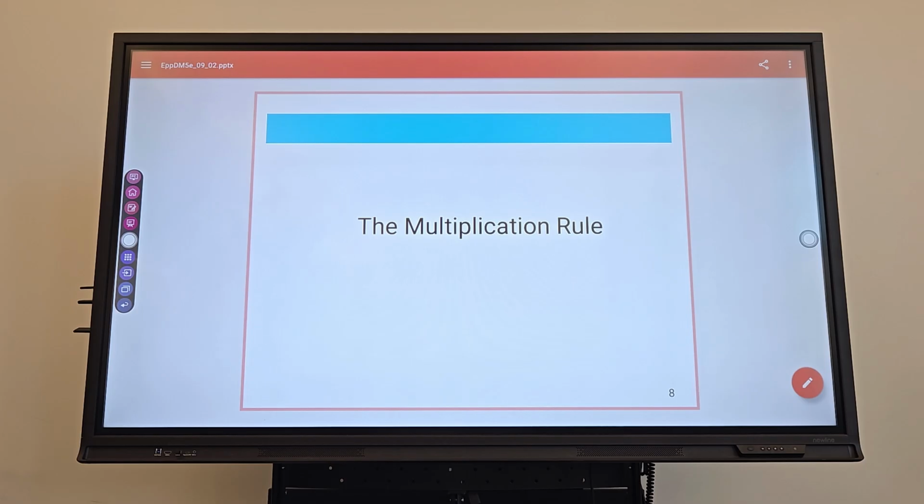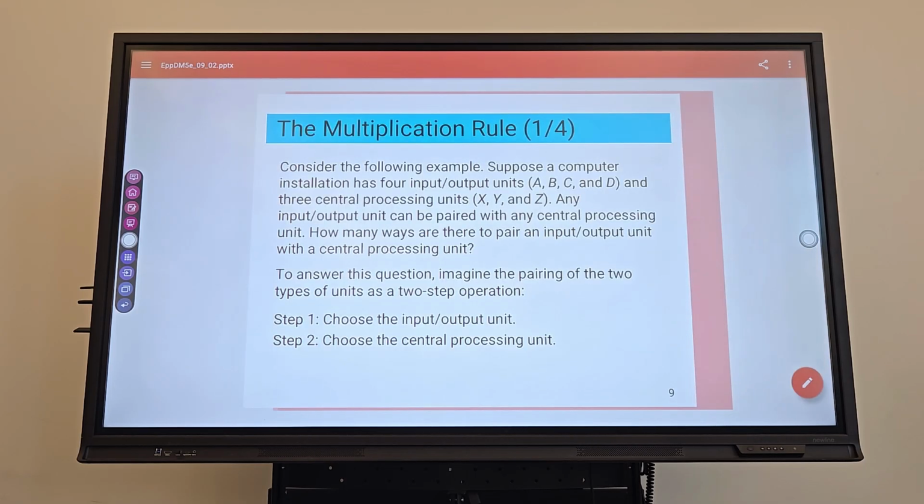The multiplication rule. Consider the following example. Suppose a computer installation has 4 input-output units and 3 CPUs. Any input-output unit can be paired with any CPU. How many different ways are there to pair an input-output unit with a CPU?